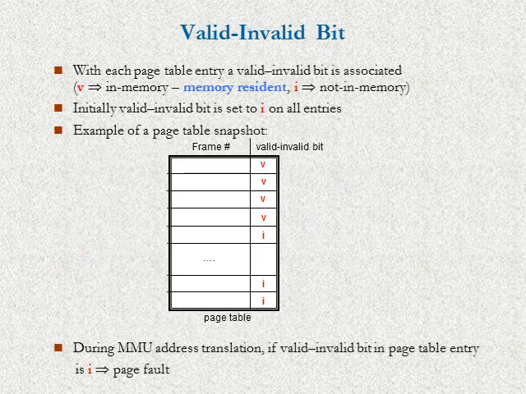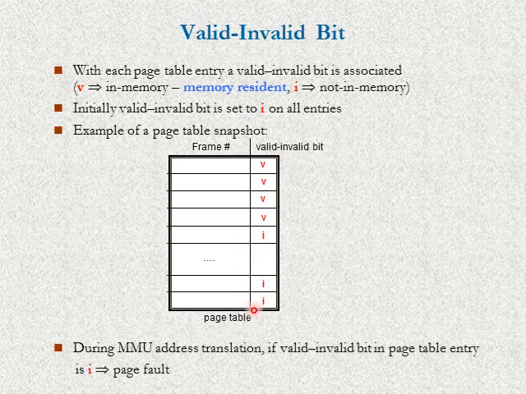Here we have an example of how the page table will look with this valid-invalid reference bit. You can see that we have this translation in here, and these bits are set to valid or invalid. Valid means that the page is already in the main memory. We also call these memory resident pages, and invalid means that the pages are not present in the main memory. When we have this bit set to invalid, we have a page fault.